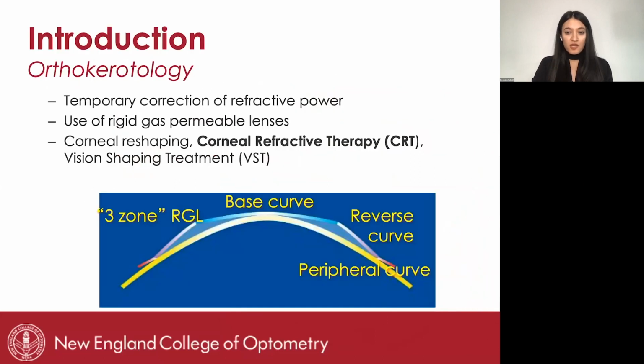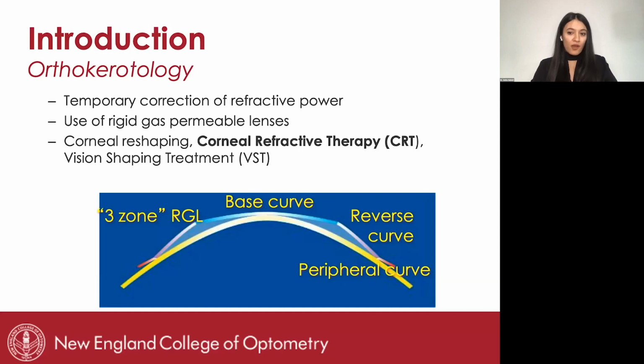So to give you an introduction on orthokeratology, it works to temporarily correct refractive power. A rigid gas permeable lens is worn overnight to reshape the corneal curvature so that during the day, there is little or no dependence on corrective glasses or daytime contact lens wear. More often than not, we're using this type of treatment to correct myopia, but it can be used to correct hyperopia in some cases, and even presbyopia in other cases.